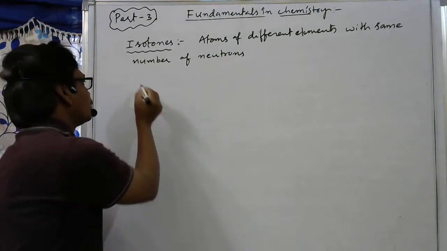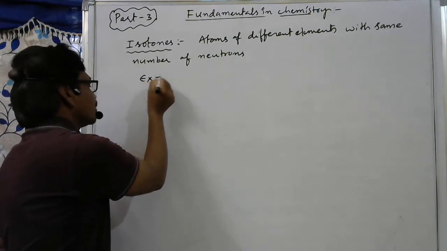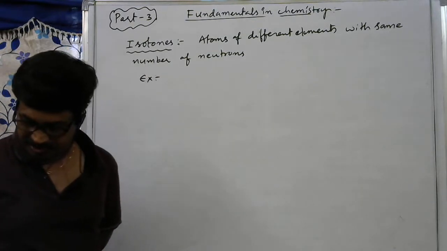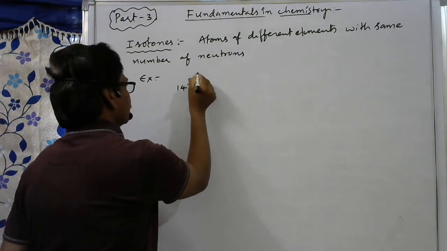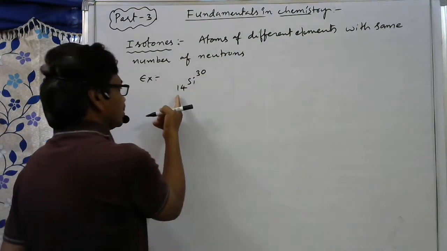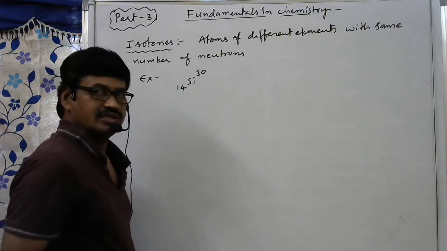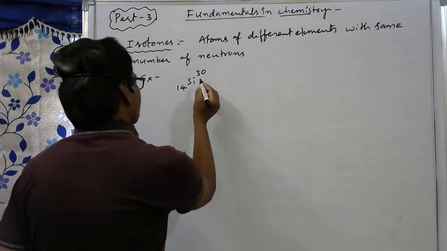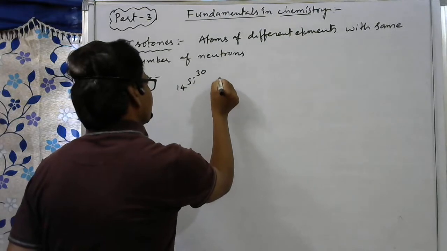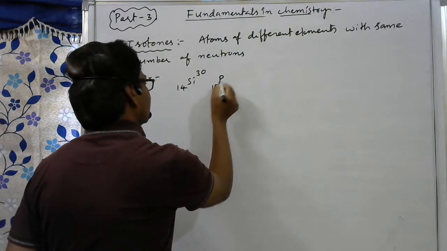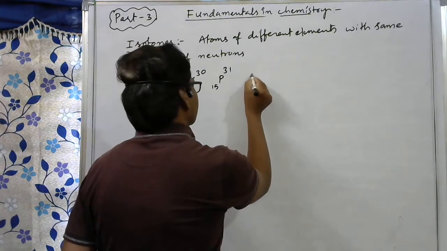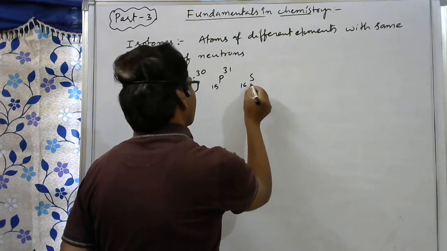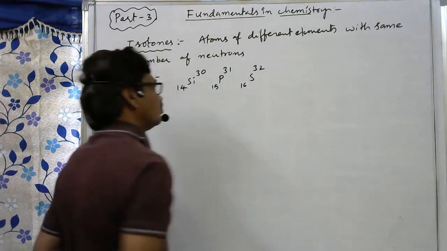Here I'll give one example. The example is silicon 14, 30. 14 is the atomic number, 30 is the mass number or atomic weight. Then phosphorus, 15 atomic number, 31 mass number. Then sulfur, 16 atomic number, 32 mass number.